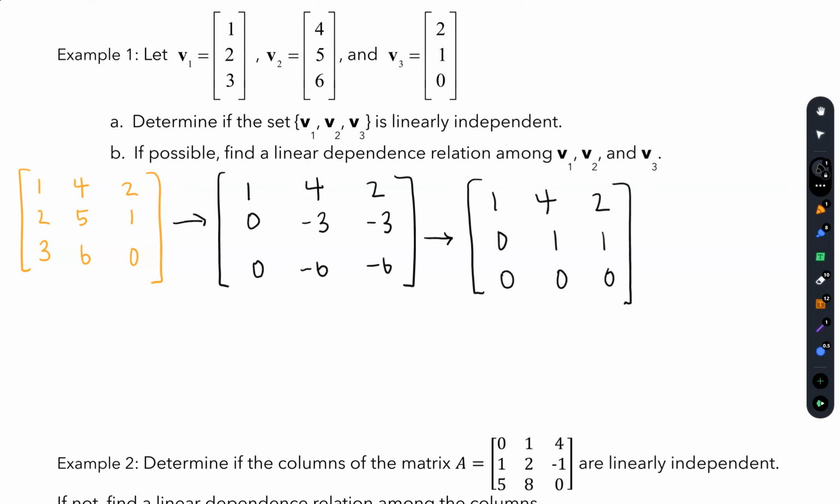So could we stop right here, just to answer part A? I can stop here because I see that I have a pivot 1, I have a pivot 1. But what do I have in that last row? 0. So what does that mean? Let's take this in terms of x1, x2, and x3. So what do I have as x3? X3 is what?